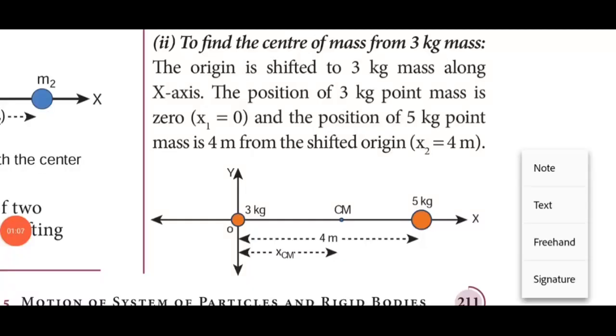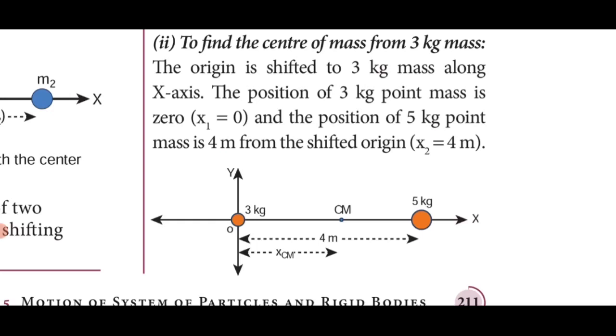Now see the second case, where the origin is shifted to the 3 kg mass along the x-axis. So now the 3 kg mass is at the origin, and the 5 kg mass is at a distance of 4 m. Now we are going to calculate the xcm.